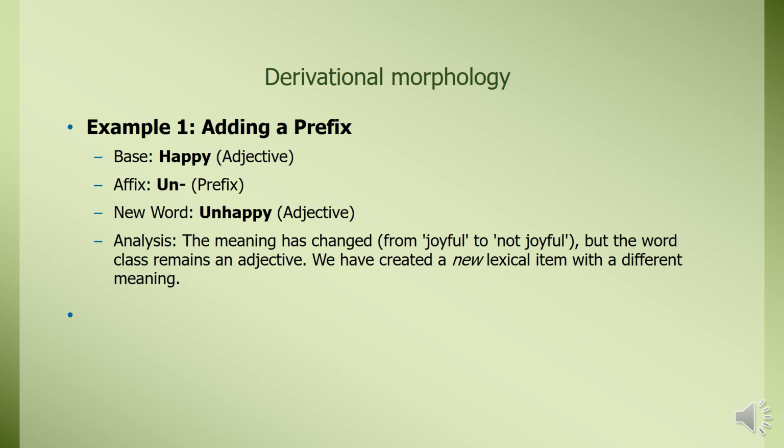So the example you have here is the word happy. Happy is an adjective. Unhappy has a prefix, and unhappy is an adjective, but the meaning has been changed. Analysis: the meaning has changed from joyful to not joyful, but the word class remains an adjective.